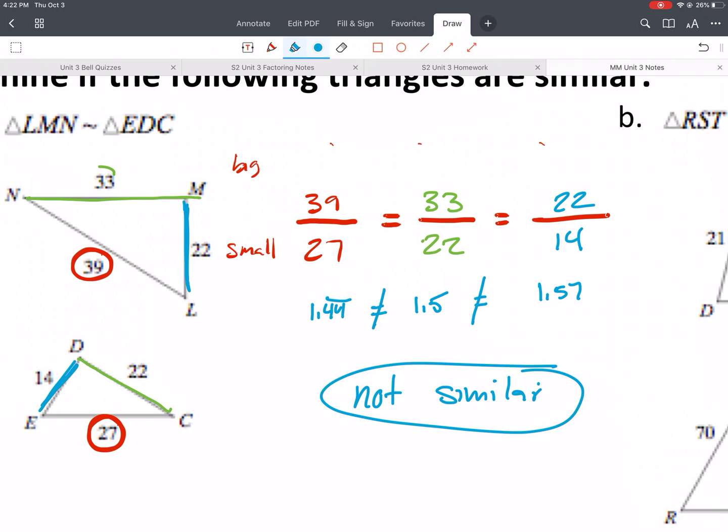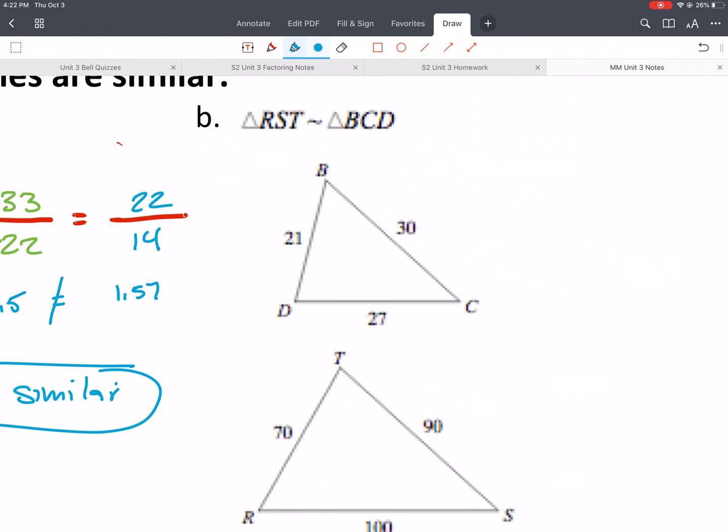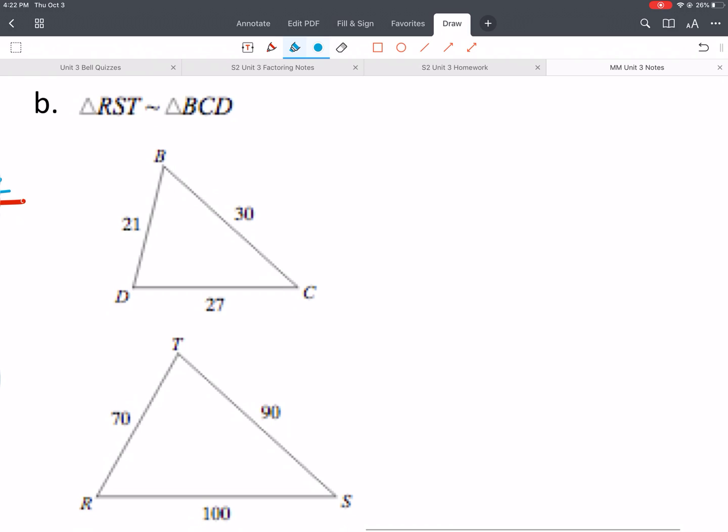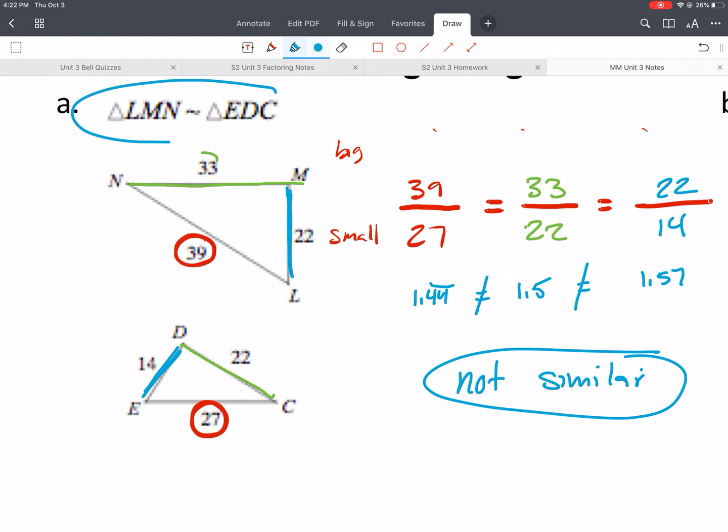Okay, so that's what they're asking. That's your answer: it is not similar. But obviously you have to show that it is not similar, or that it is similar, on a homework or quiz or test. Okay, here's another example. Oh yeah, let me mention this thing over here.